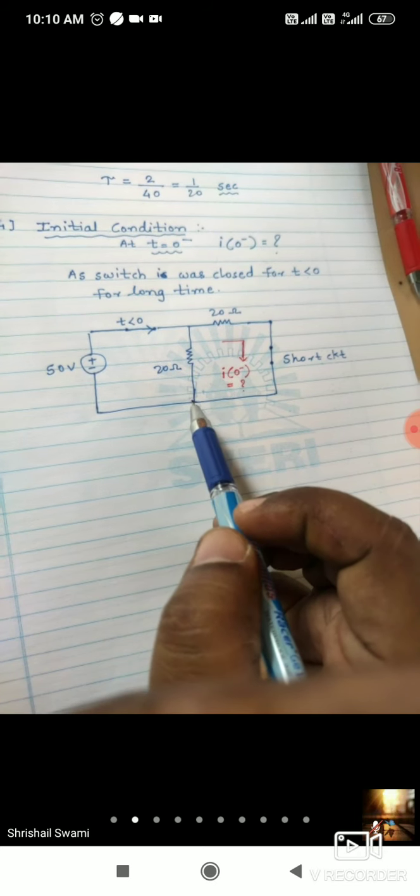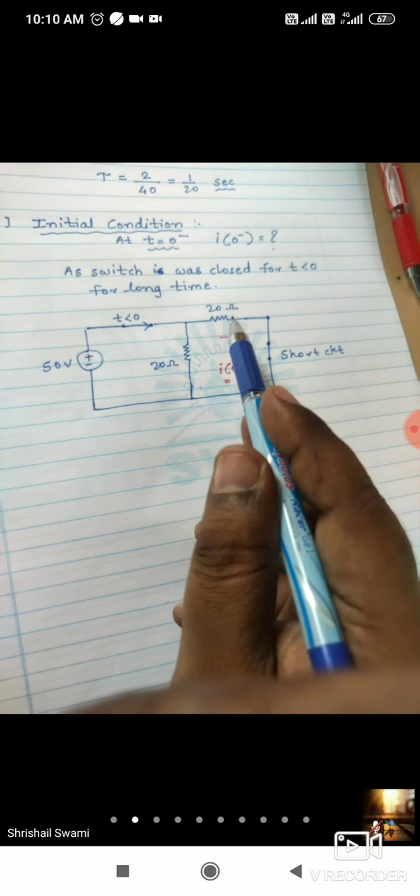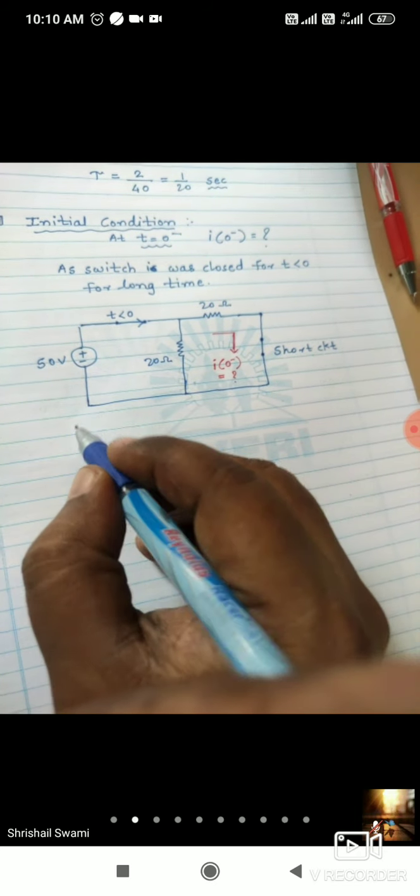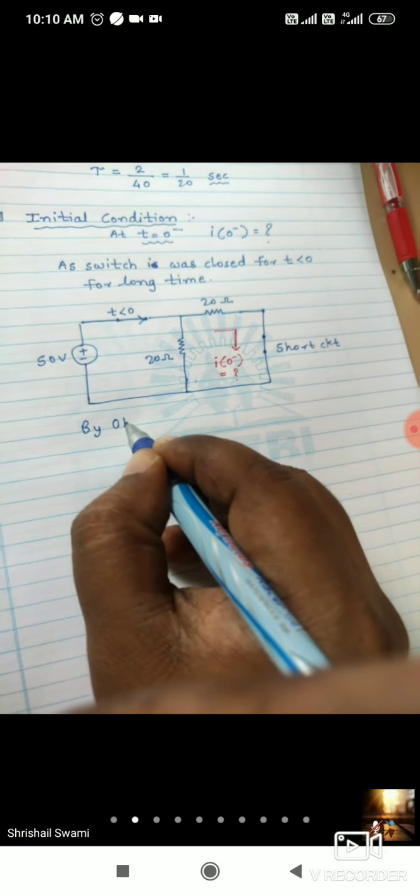So see here, the 50 volt source is connected across the 20 ohm. This 20 ohm and this 20 ohm are connected in parallel. What is the voltage across both of them? 50 volt. Voltage across the 20 ohm is 50 volt. So voltage is known, resistance is known. Use Ohm's law.